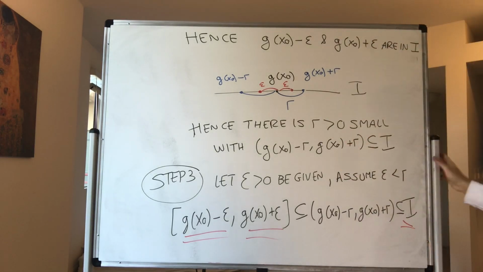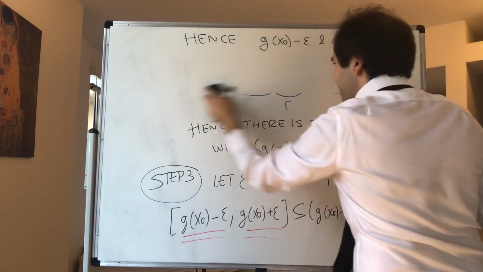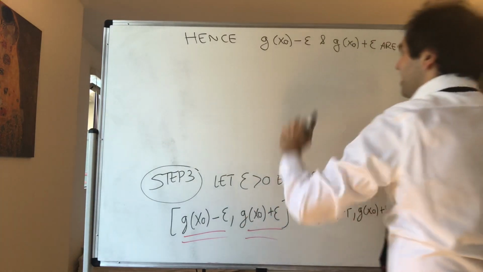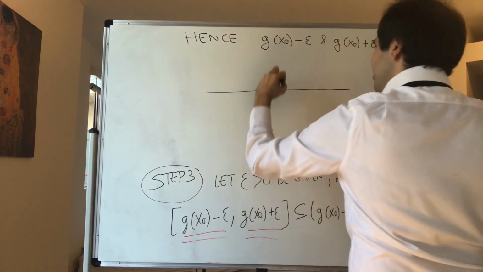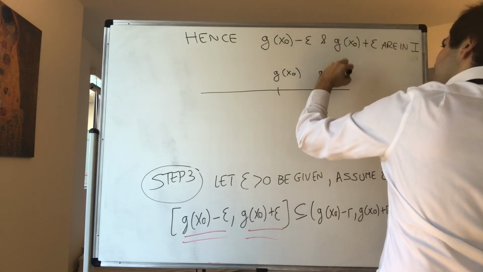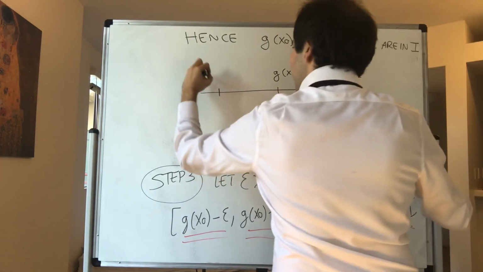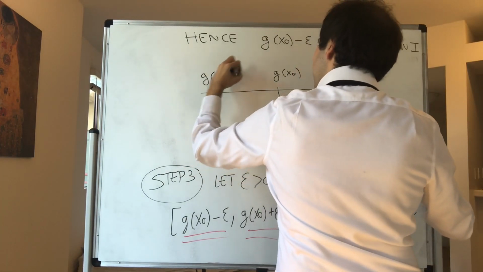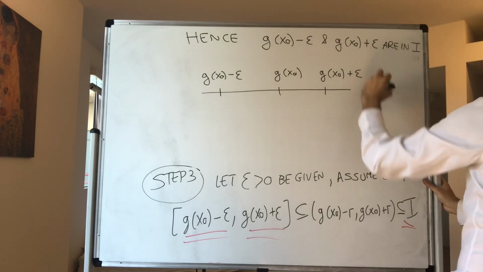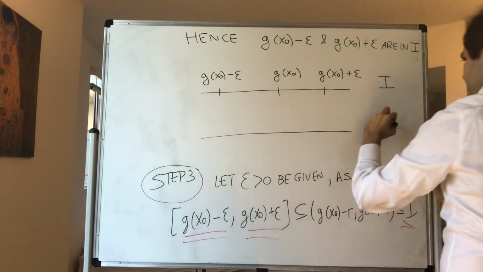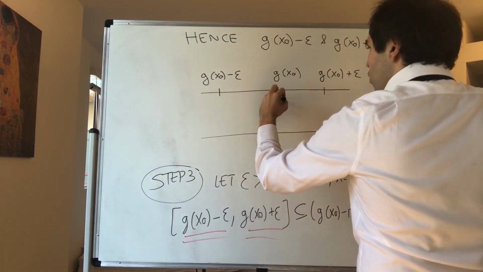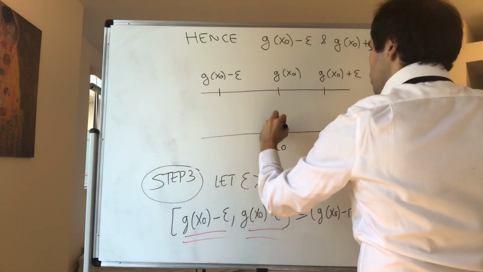And you'll see that the rest of the proof is super interesting. Not that it was boring so far, but now it gets very exciting. Because again, this is g of x naught, this is g of x naught plus epsilon, this is g of x naught minus epsilon. This is in I, and then this is maybe in J. And in particular, notice g goes from x naught to g of x naught.